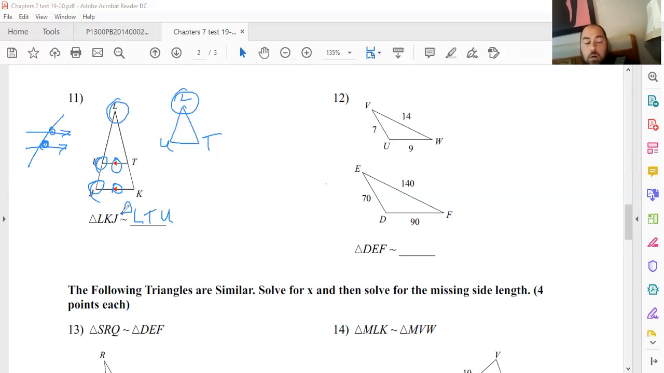Okay, number 12. Here we just have three sides. And what you can do is really just look at it and see that each side is 10 times bigger than the other one. So the ratio of each one is going to be 1 to 10, 1 to 10, 1 to 10, 7 to 70, 9 to 90, 14 to 140. So side similarity, we got this. So DEF, we're going to go up the 7 side. So we're going to start at U and go to V. E to F, we then come down the 140 side and go V to W. And that's going to match everything up.